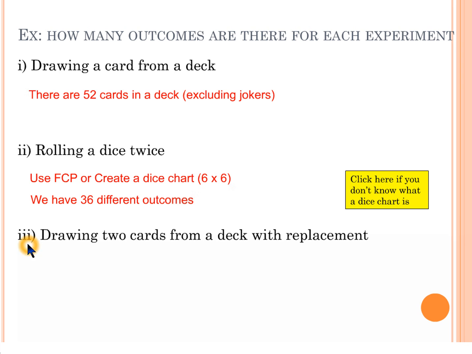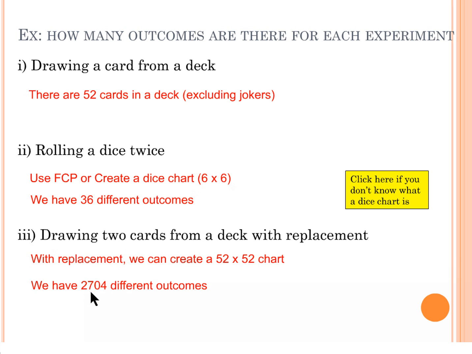Alright, example number 3, drawing 2 cards from a deck with replacement. So with replacement, we can create 52 times 52 outcomes. So we'll have 2,704 different outcomes. Basically how this works is you have a deck of 52 cards, and the first time you go into the deck, you have 52 different choices, right? So that's how you get the first 52.